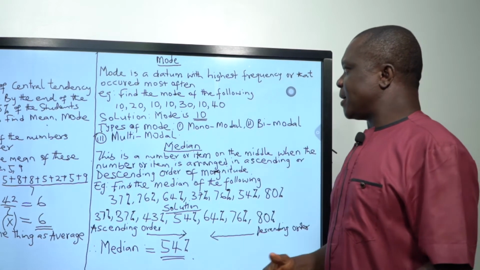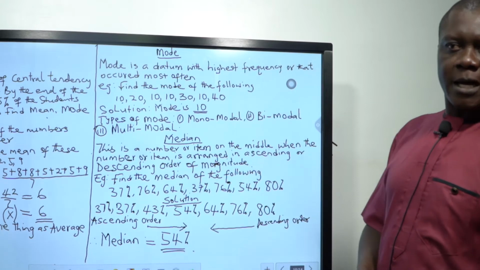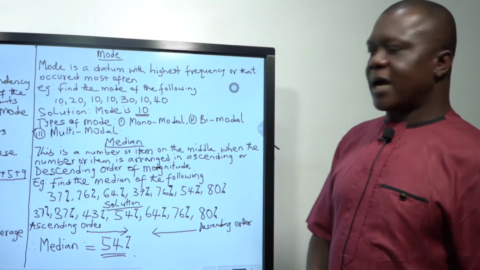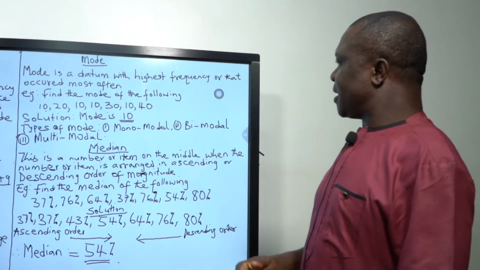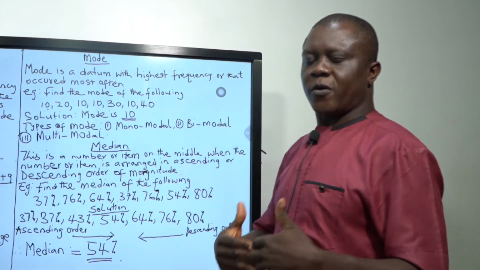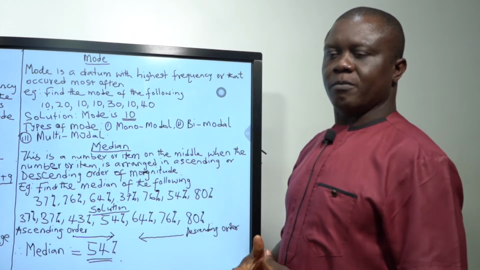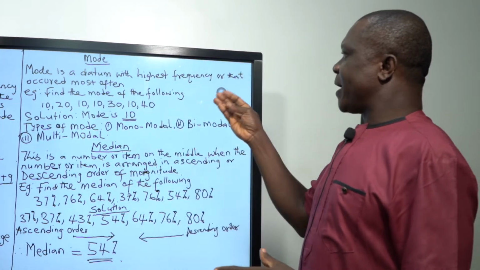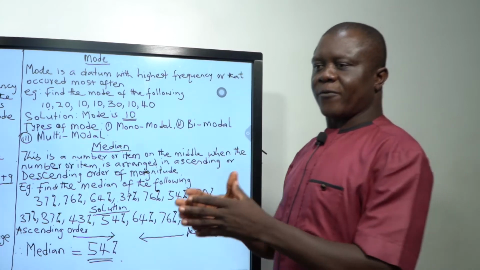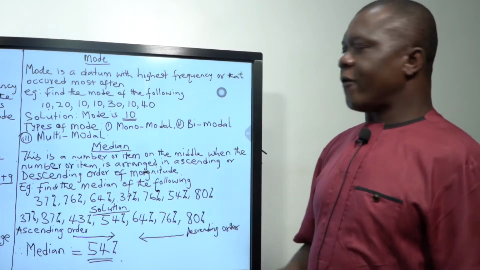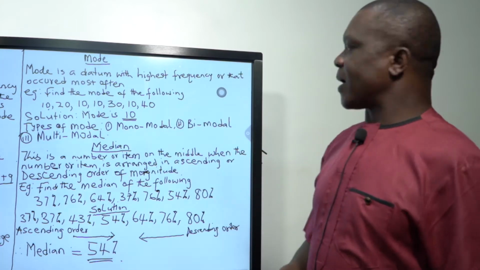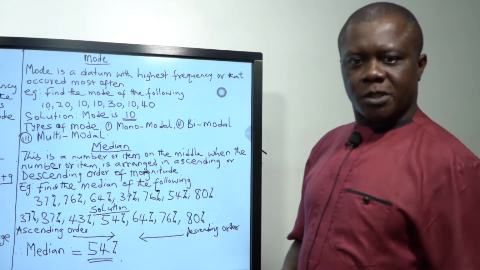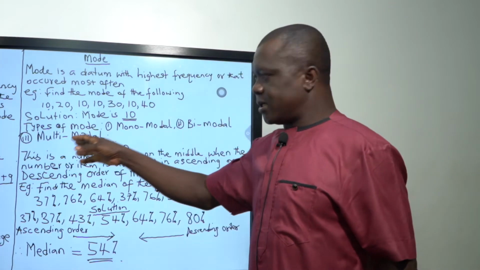Then the last one is multimodal. A multimodal distribution is when a distribution has more than 2 numbers or 2 items as the mode. That is to say, three or more numbers occurred more often than every other number. Like in the example above, assuming 20 appeared 4 times, 10 also appeared 4 times, 30 also appeared 4 times, and 40 appeared only once. You can see now that the mode will be 10, 20, and what? 30. Once it is more than 2, we call it multimodal.